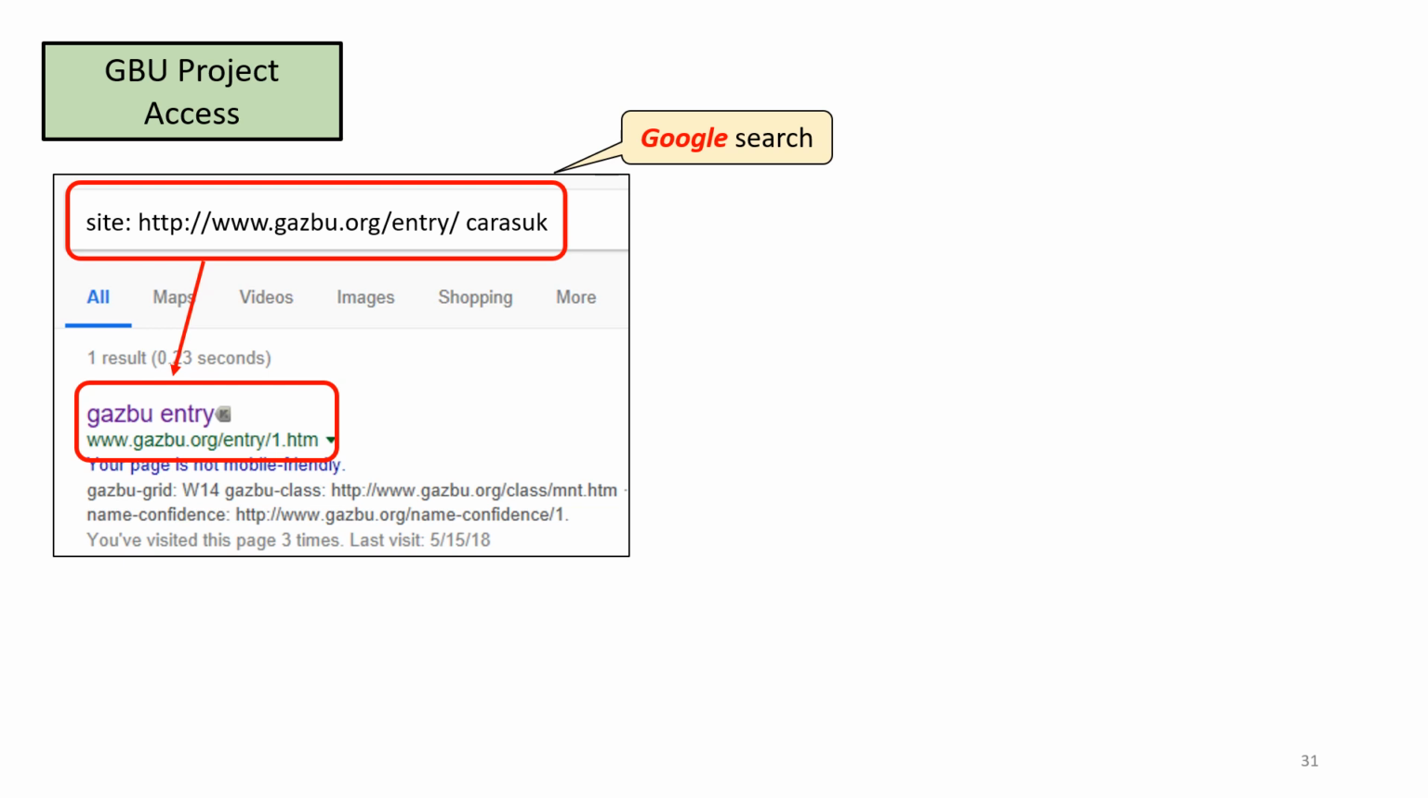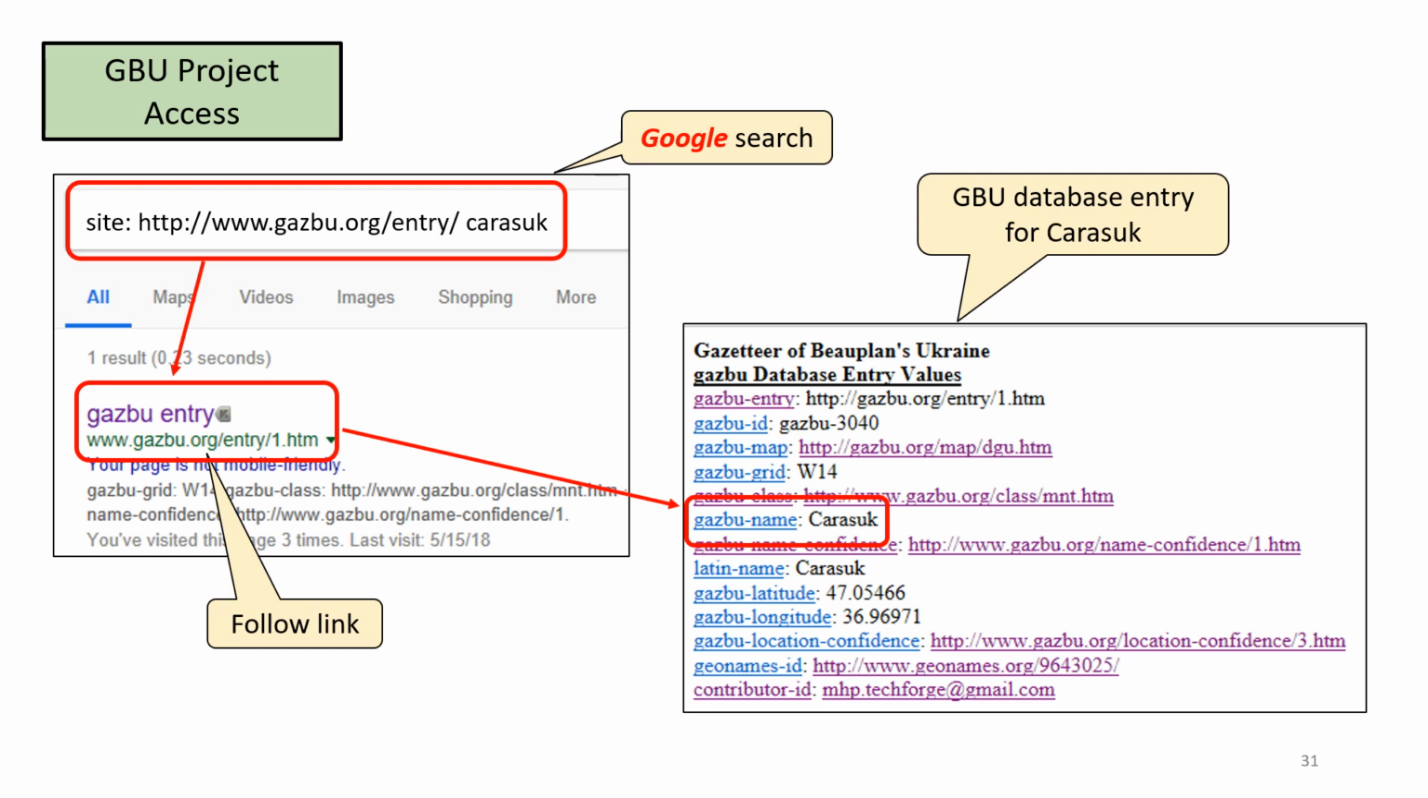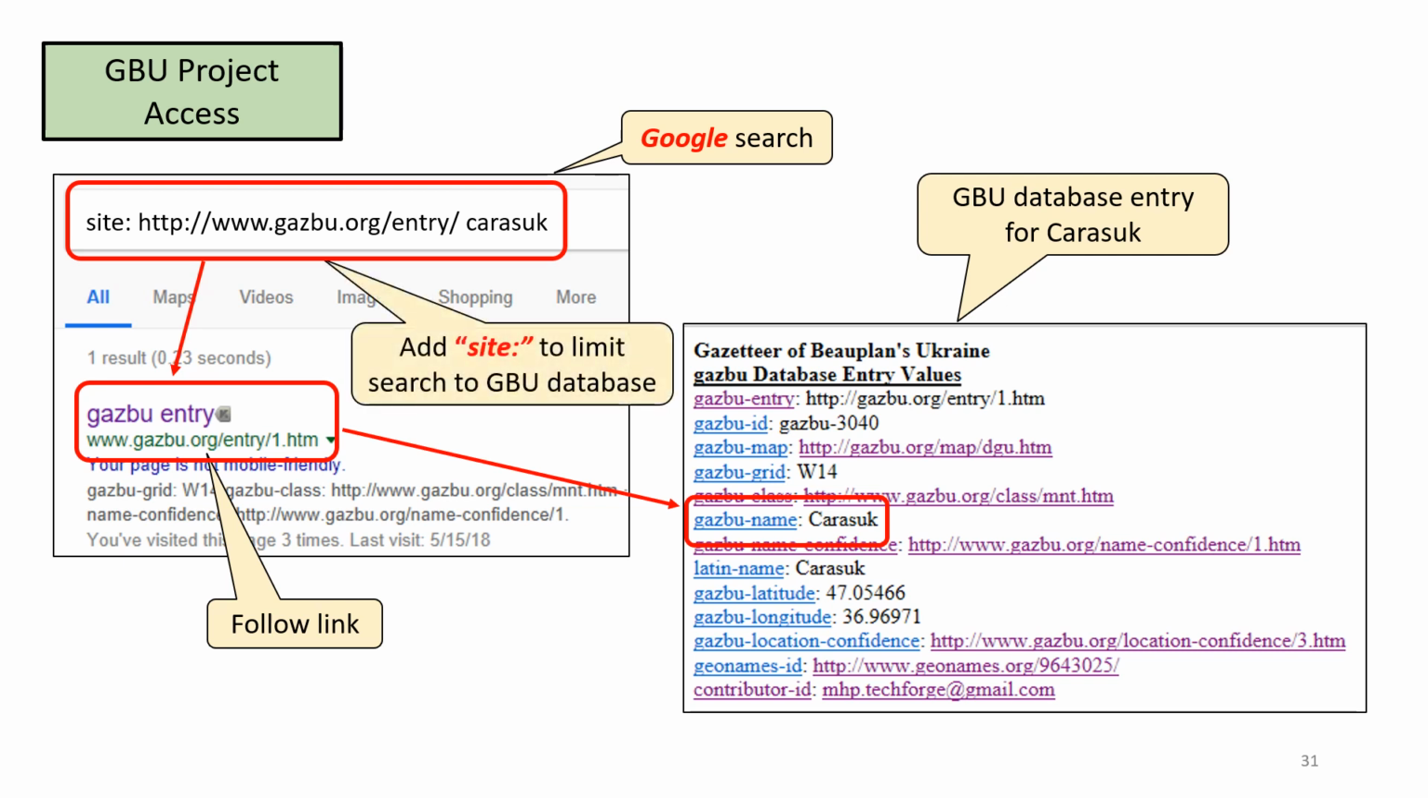It is also possible to do an online search for places in the GBU Gazetteer database. Using the Google search engine, enter a search term as shown here, and then follow the link to see the Gazetteer entry for the place you are searching for. Note that the site portion of the search term limits your search to places in the GBU Gazetteer database.